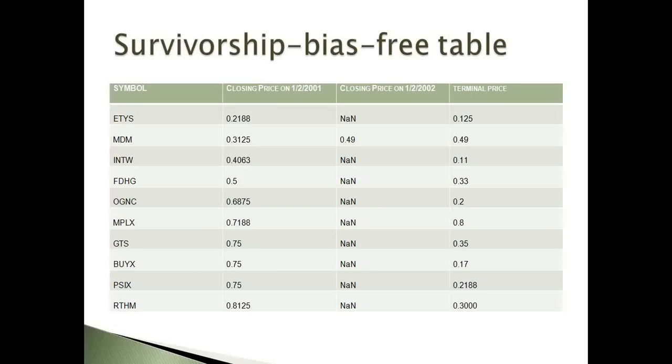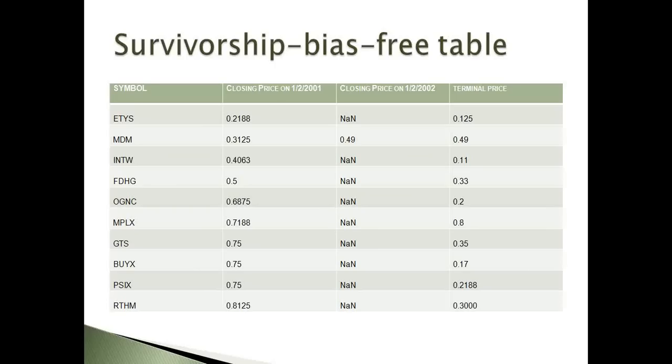But what's more interesting is if you look at their closing price at the beginning of the next year, all but one of them have no closing price. I represent the price by NaN, meaning there are no closing prices. What happened to them? Well, it means that they have all disappeared one year later, except for MBM.